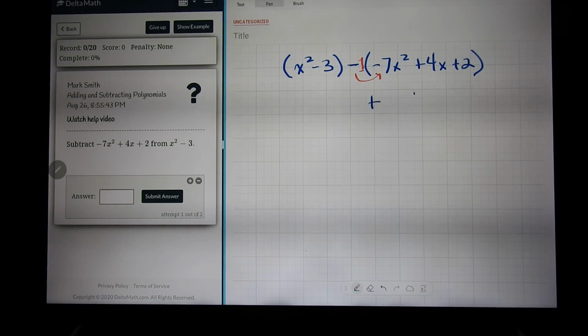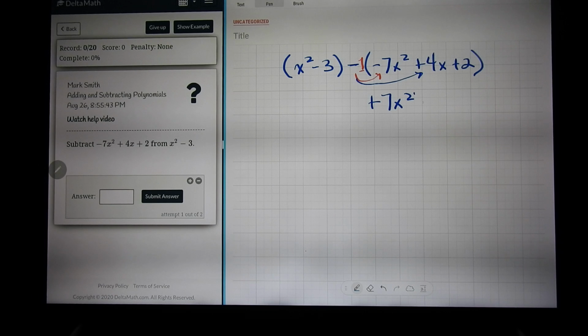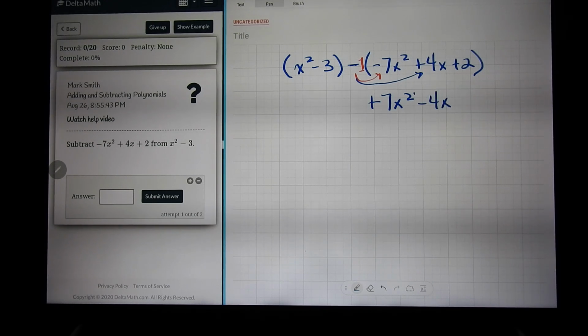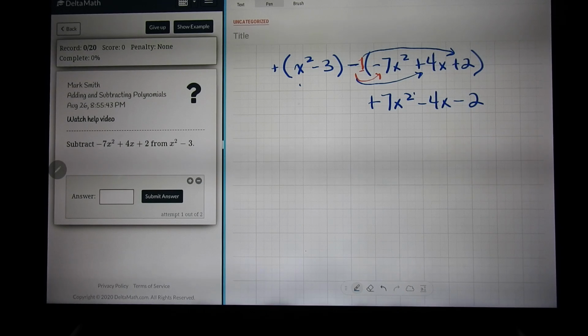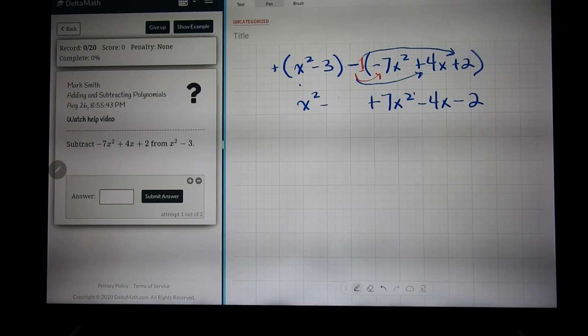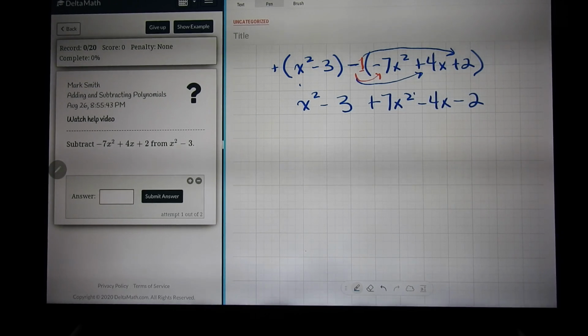That's going to give us a positive 7x squared, and we're going to multiply negative 1 times 4x. That's going to give us a negative 4x, and we're going to multiply negative 1 times 2, which is going to give us a negative 2. On this side, since we have a positive sign in front of that parentheses, we can just bring these terms down without changing them. So there's our new polynomial without the parentheses.